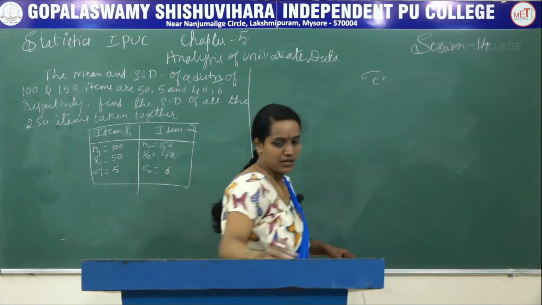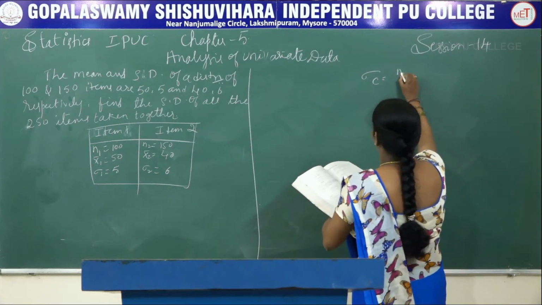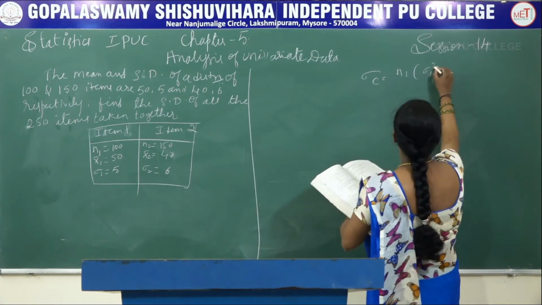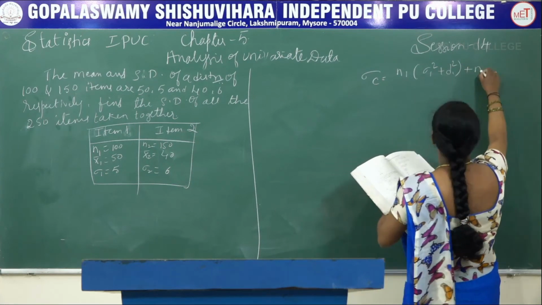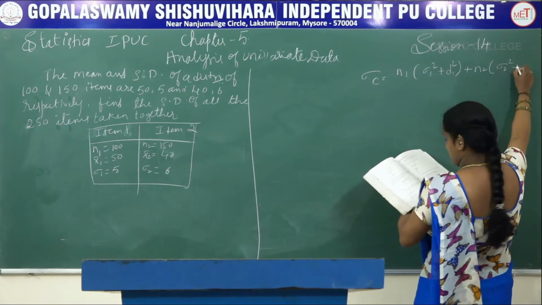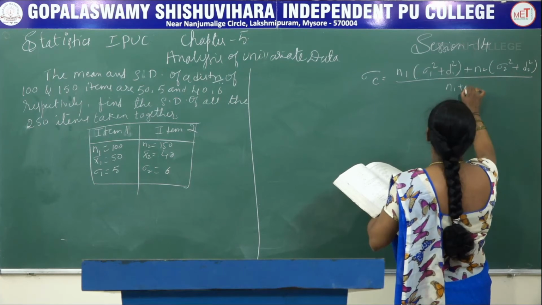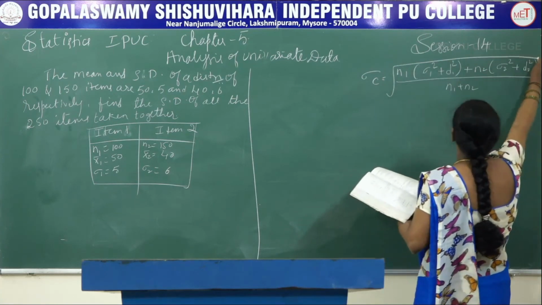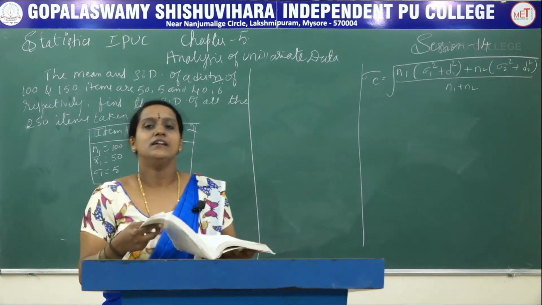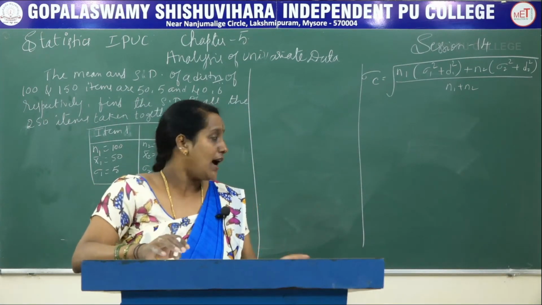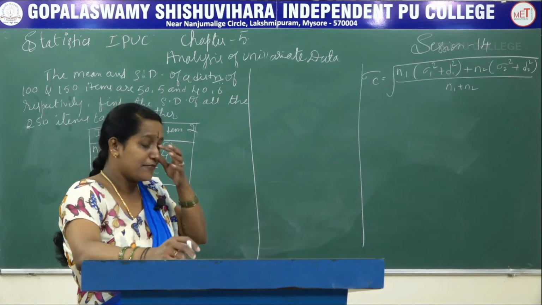We have bifurcated like this, and we have a formula to find the combined standard deviation. That is the square root of N1 sigma 1 square plus D1 square plus N2 sigma 2 square plus D2 square, divided by N1 plus N2. This is the formula we have to find combined standard deviation. And here we don't know the D1 and D2 values, that we have to find.